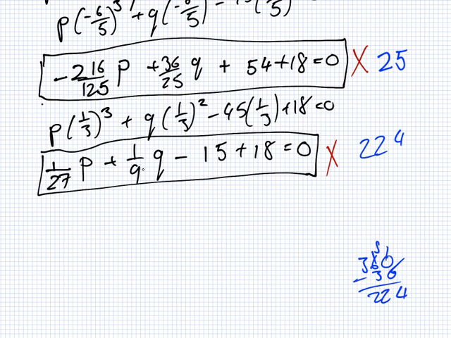Oh, it's not 36. It's 324. Why am I multiplying? To get rid of the q. So what I'm doing is, if I multiply this by 25, this will become 36q. And if I multiply this by 324, it will become 36q as well.